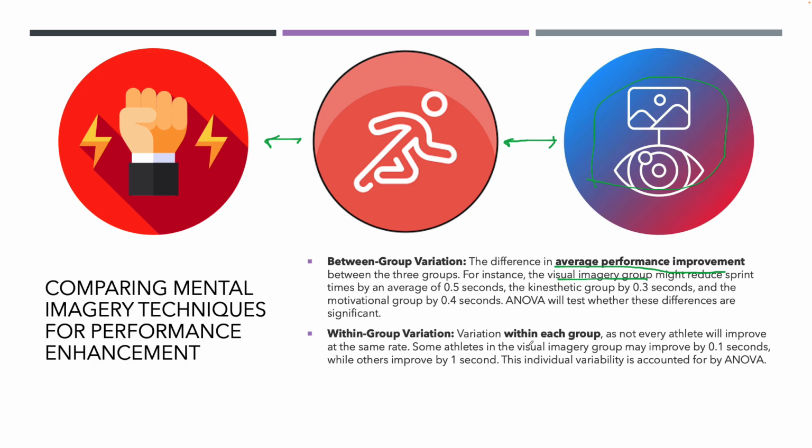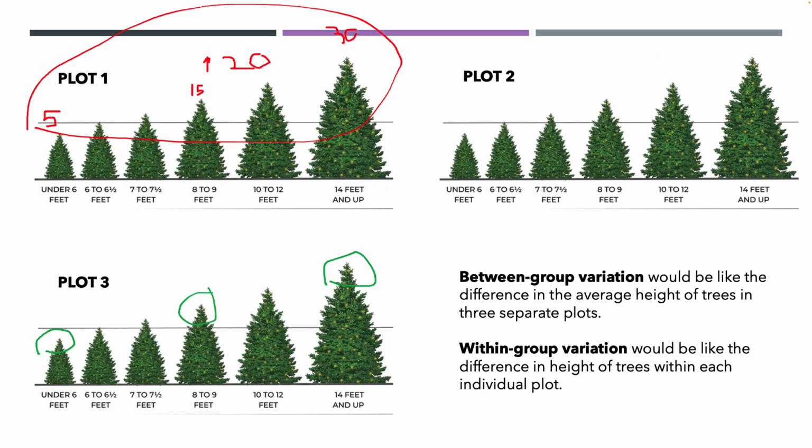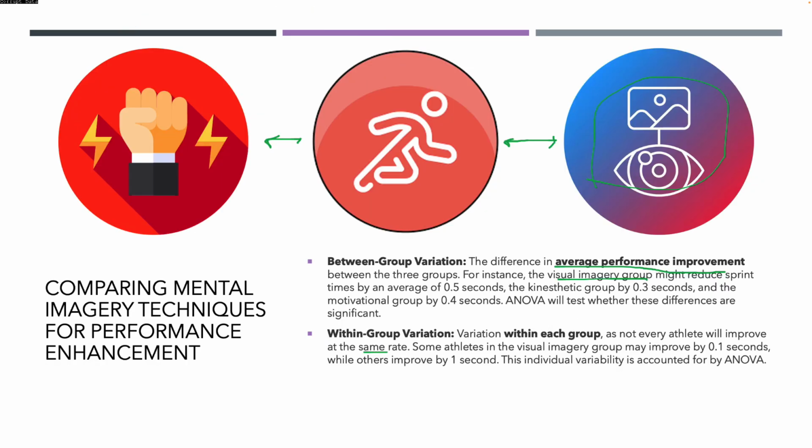And again, within group variation, within each one of their groups, not every athlete will improve at the same rate, right? Go back to trees, right? The rate of improvement. This one here improved substantially. This one here just had a little bit of an improvement. This one had a moderate improvement, right? So they're not all going to respond to the same intervention, but this will help create the mean that we're looking at here, right? So some athletes in the visual imagery group may improve by 0.1 seconds, while others improve by 1 second, right? So there's going to be some differences within those groups.